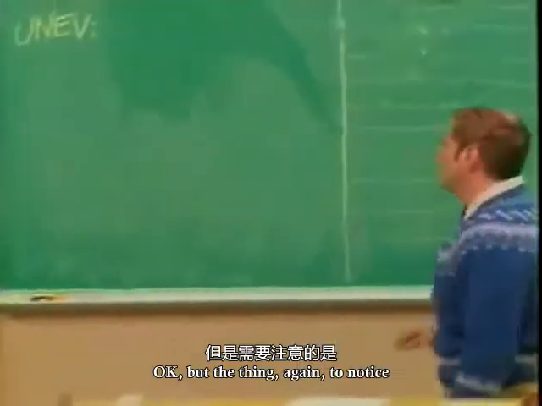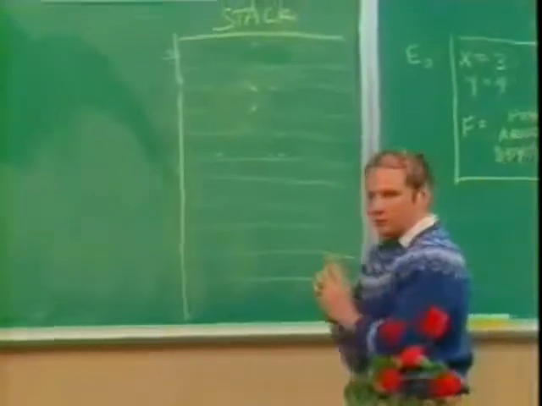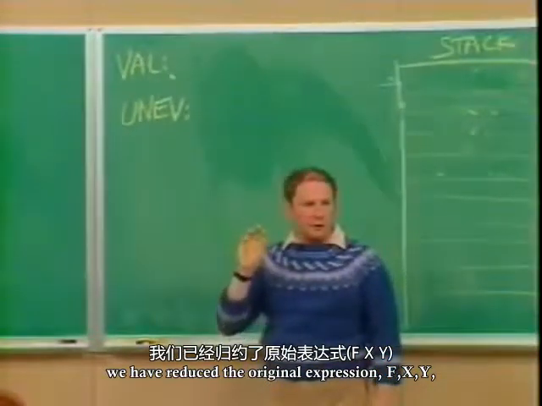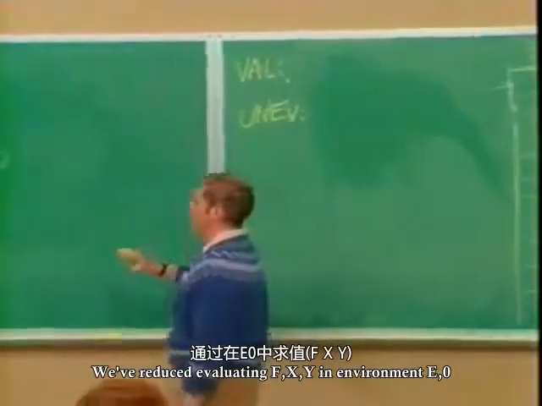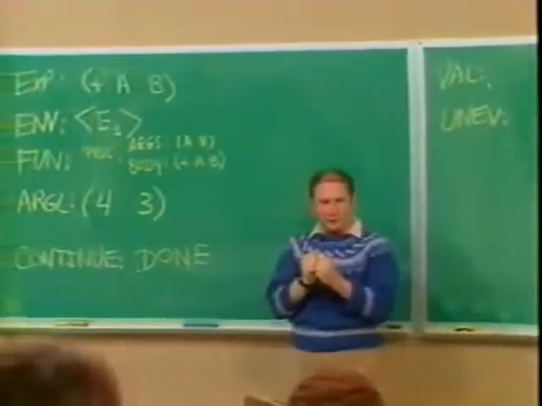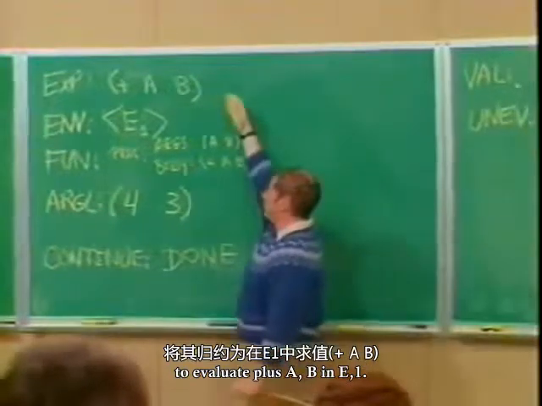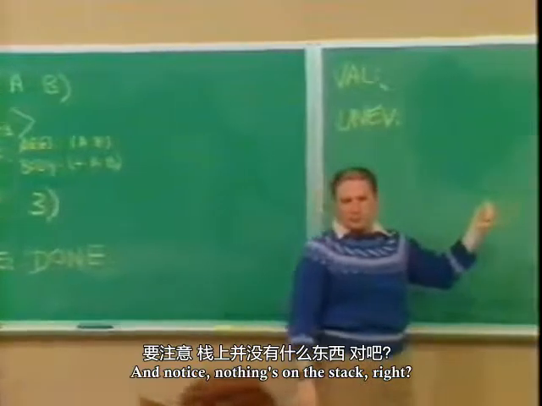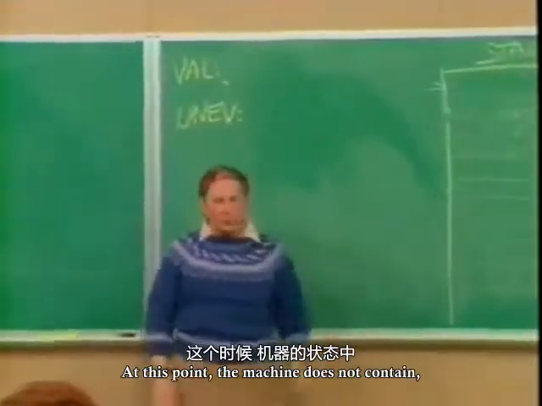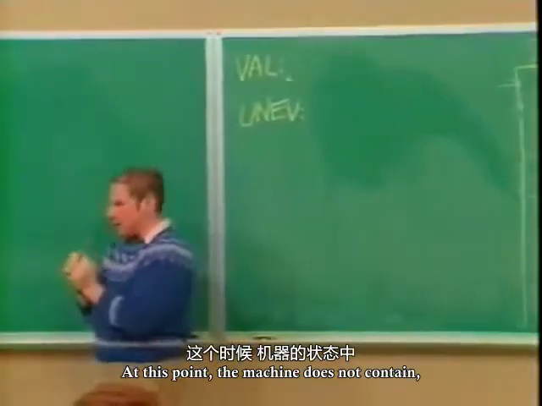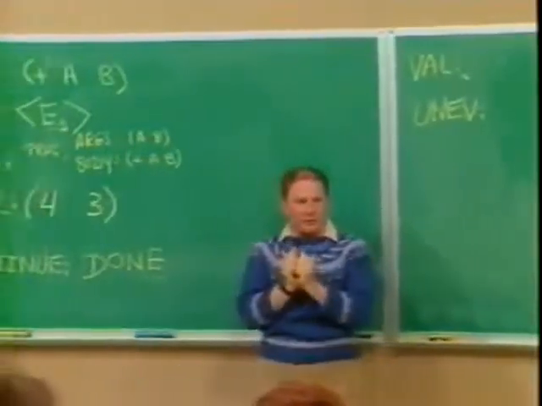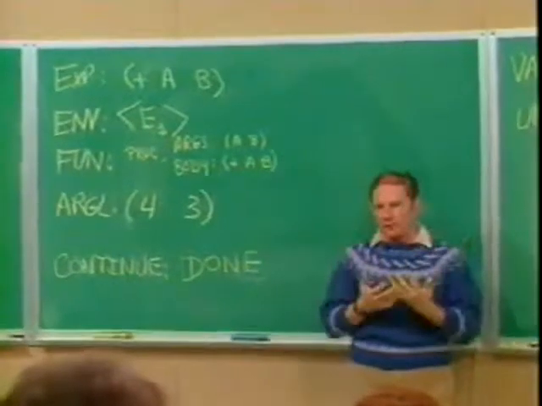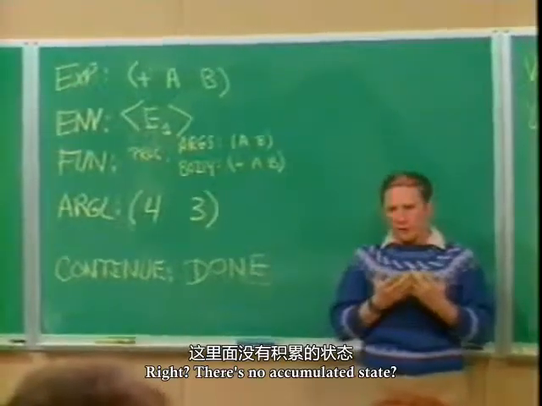Okay. But the thing, again, to notice is at this point, we have reduced the original expression, f of x y. Right, we've reduced evaluating f of x y in environment E0 to evaluate plus A B in E1. And notice nothing's on the stack. Right? It's a reduction. At this point, the machine does not contain as part of its state the fact that it's in the middle of evaluating some procedure called F. That's gone. Right? There's no accumulated state.